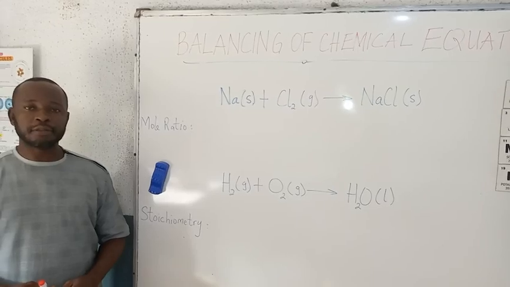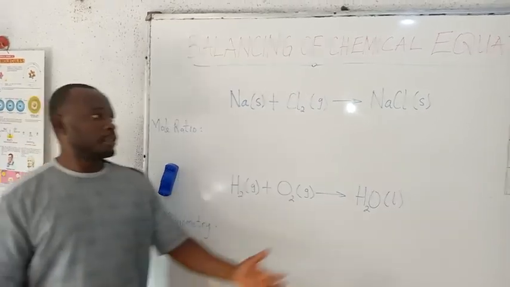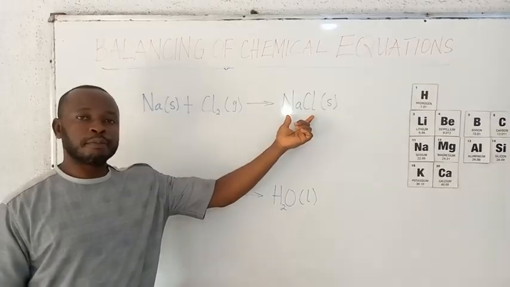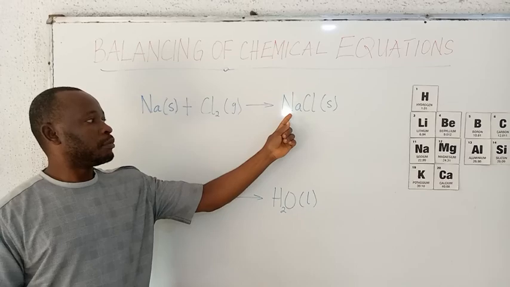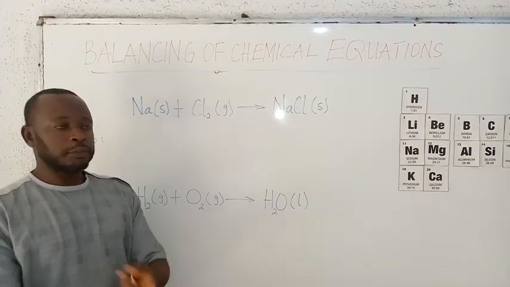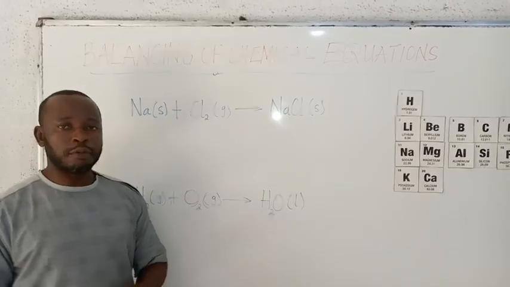chemically combined. For example, the compound on the board here, sodium chloride, is formed when sodium is chemically combined with chlorine. The compound sodium chloride is formed.